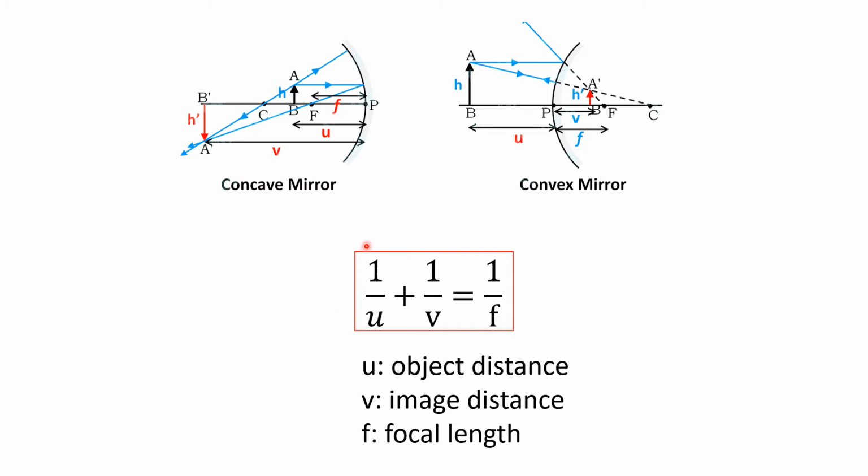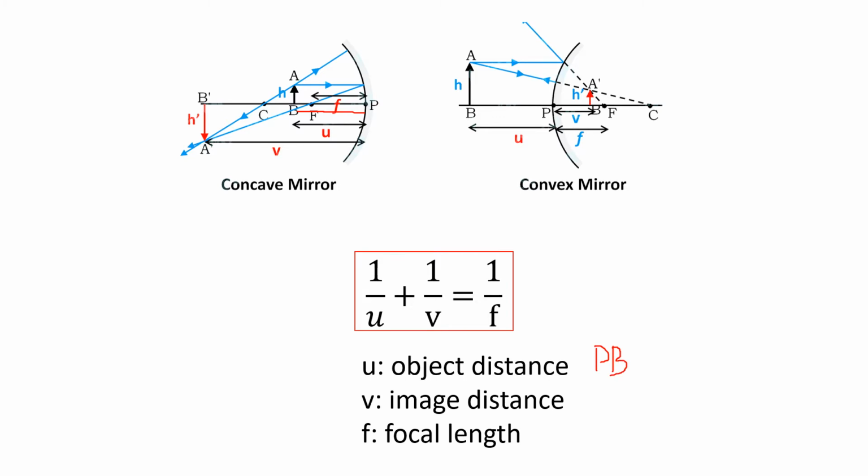Now, this is your mirror formula: 1 by u plus 1 by v equals 1 by f. According to this formula, u is your object distance. Let us consider your concave mirror. Let us suppose this is my object, AB. The distance of the object from the pole, PB, is this distance.